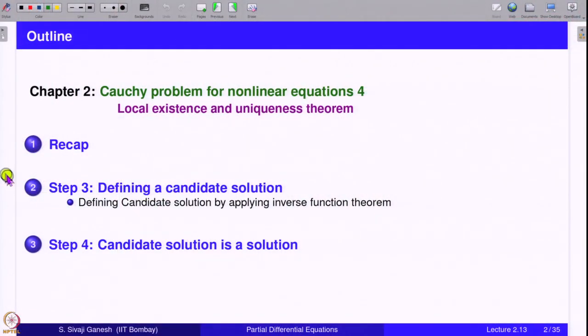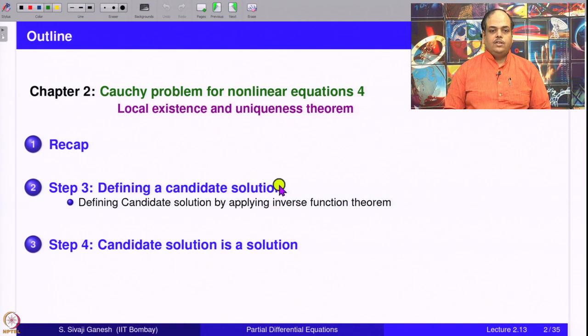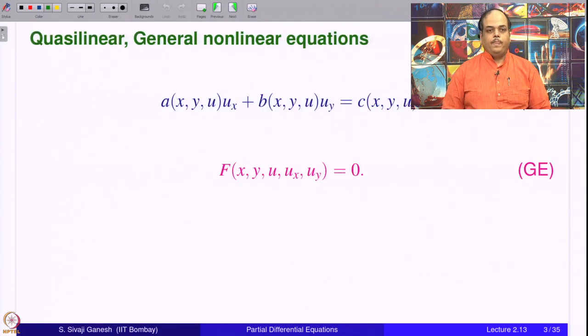In this lecture, we are going to complete the proof of the local existence and uniqueness theorem for Cauchy problems for the general nonlinear equations. So, we start with a recap of what happened so far, and then we go to step 3, namely defining a candidate solution. We will define a candidate solution by applying the inverse function theorem, and then we show that the candidate solution is indeed a solution.